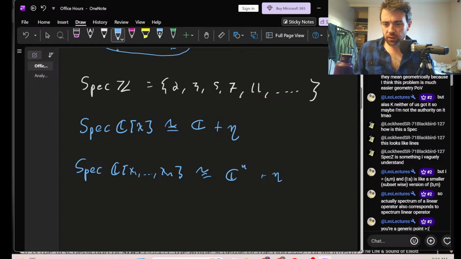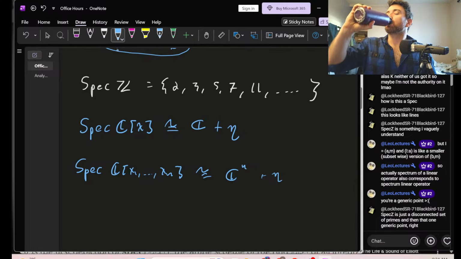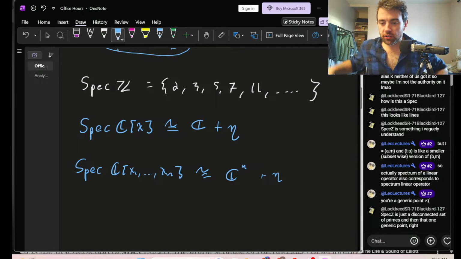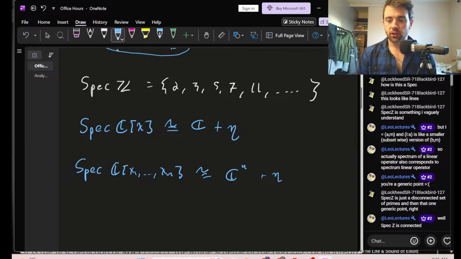Spectrum of a linear operator also corresponds to spectrum of a linear operator? What? What the hell are you talking about, Leo? Spec Z is just a disconnected set of primes and the one generic point.